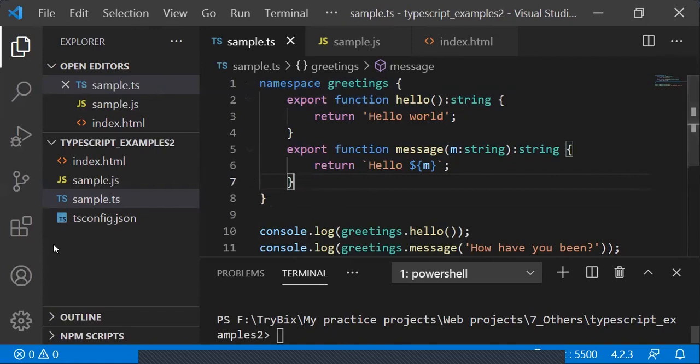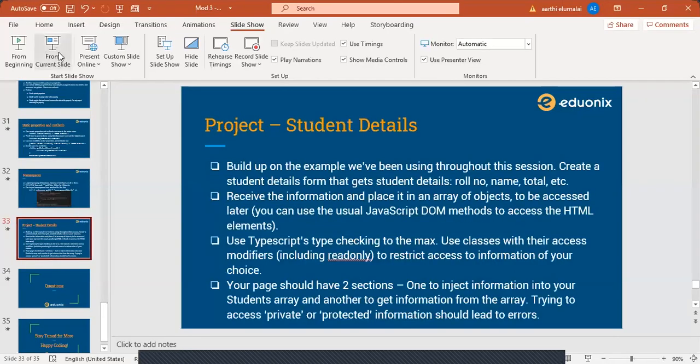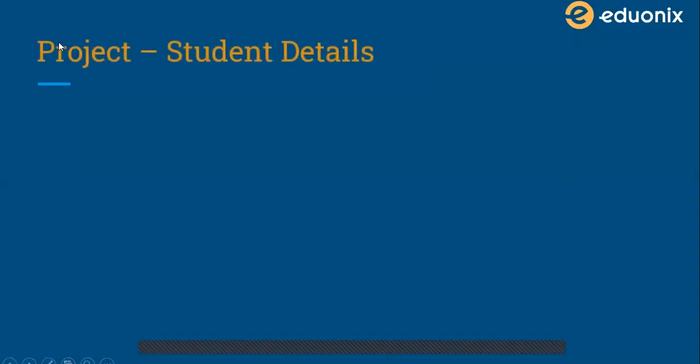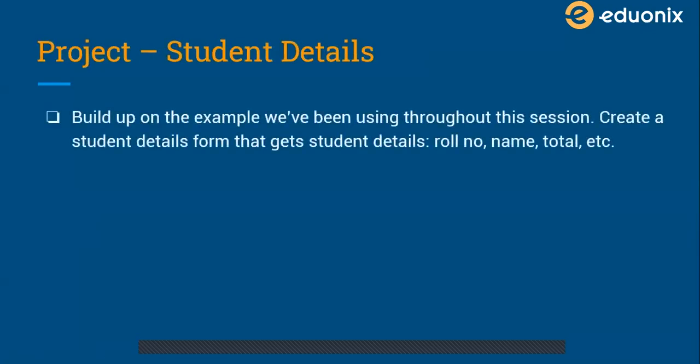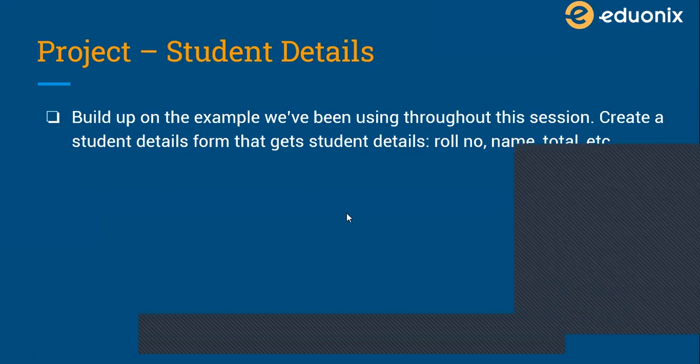So you have this project to do for this particular session. It's a very simple project. I need a student details form. So just build upon the example that we've been using throughout the session. Create a student details form that gets your student details. You just use the similar DOM properties that you have in JavaScript. If you don't know JavaScript, please look it up.